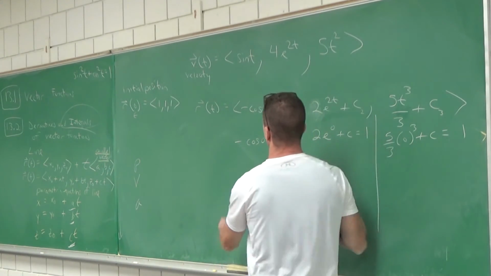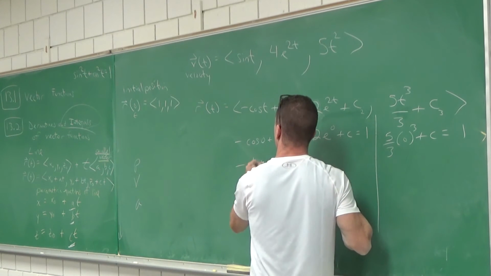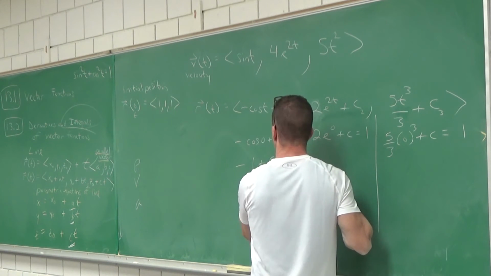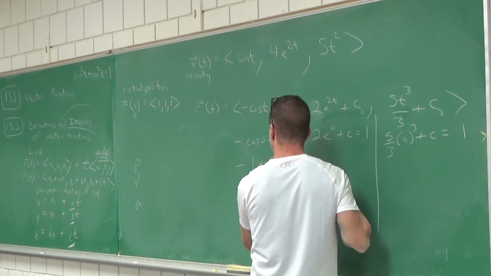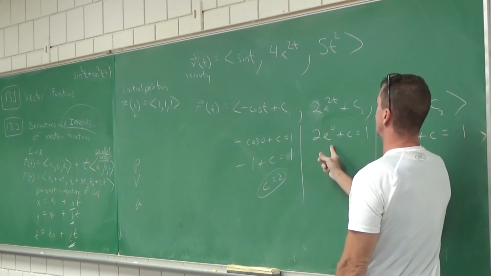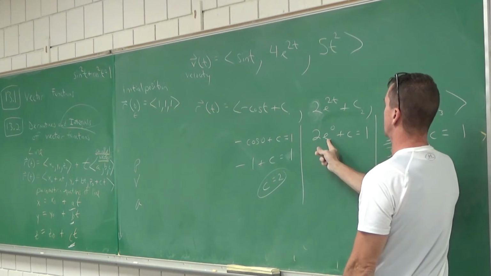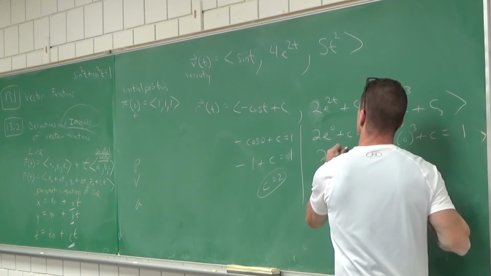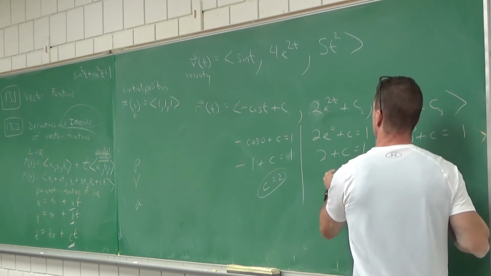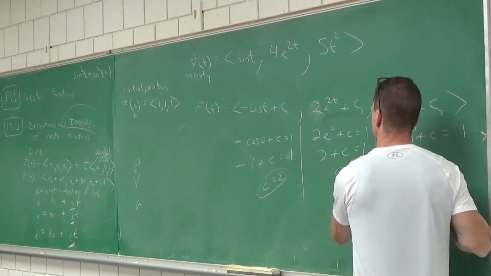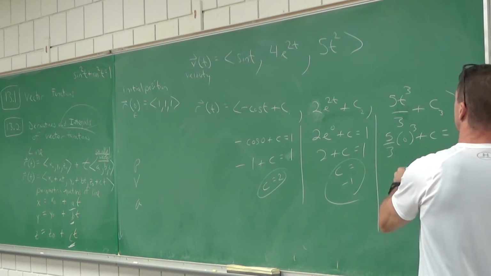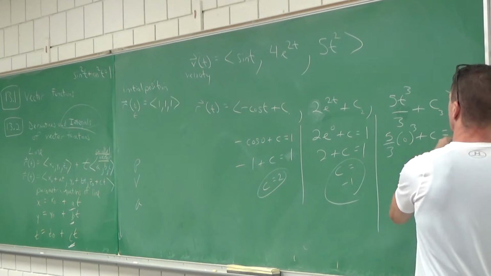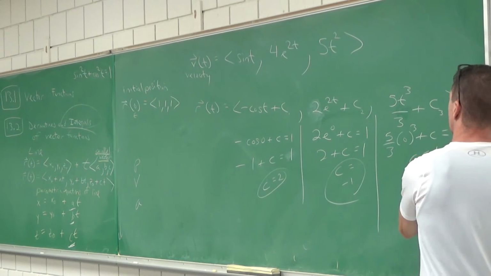What's this c value? Cosine of 0 is 1. So c is 2. Okay, got it? So that's 2 plus c equals 1, so c is negative 1. And 0 plus c equals 1. C is just a what? 1.